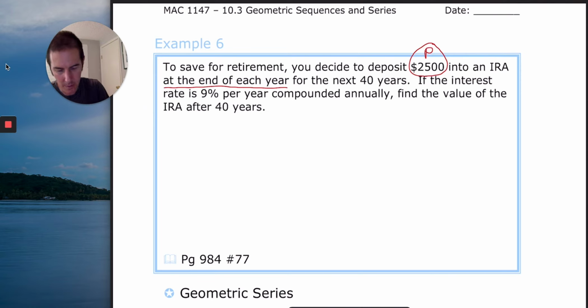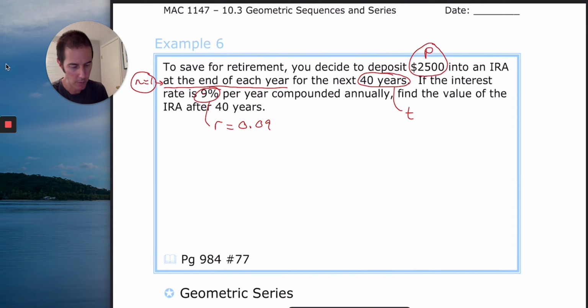What that tells me is that n is equal to 1. The number of contributions per year, and it's the number of compoundings per year for the next 40 years. Isn't that scary? That's our t value. If the interest rate is 9%, so 9% is going to be our interest rate, but as a decimal, it's going to be 0.09 compounded annually. So this is a reiteration of the fact that our n value is 1. Find the value. So we're looking for capital A, as we saw in our formula. So let's try it. Capital A equals $2,500.